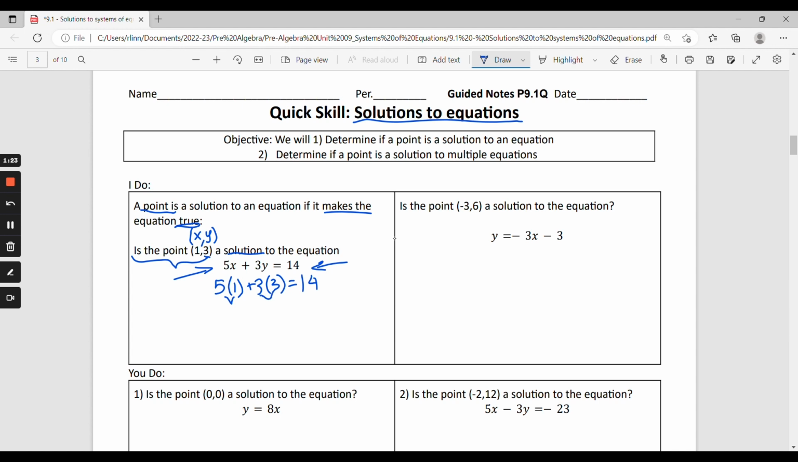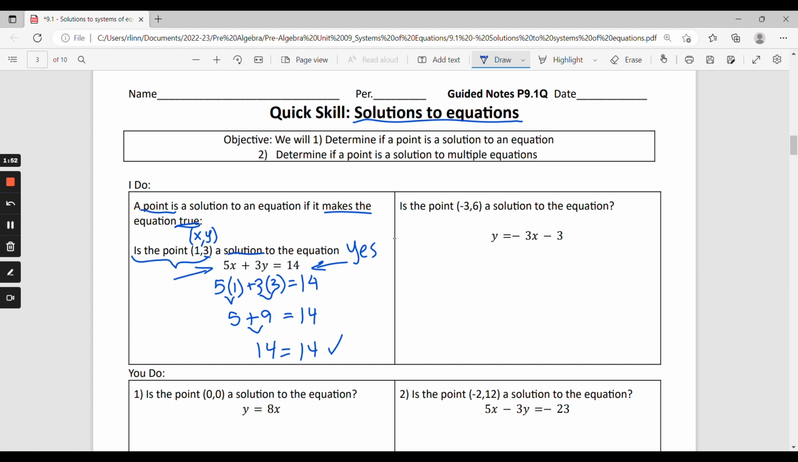Our order of operations says we have to do our multiplication first. 5 times 1 is 5. 3 times 3 is 9. Now that we've done our multiplication, we can move on to our addition. 5 plus 9 is 14. 14 does equal 14, so that means that this is true. So when we're being asked, is this point a solution to the equation, in this case we can say yes, it is a solution because it makes both sides equal.